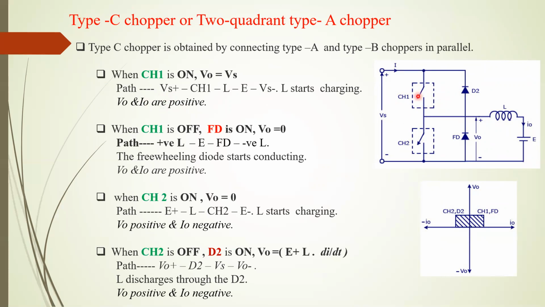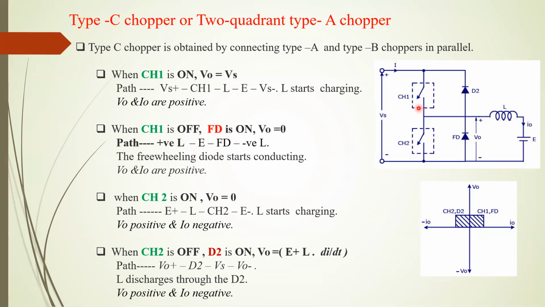The path we can observe here is Vs plus. When the chopper is on, the Vs is applied to the circuit, and the path of the source current is through Vs plus to chopper, to L, that is inductor, to E, to Vs minus. In this process, when the chopper is on, the inductor gets charging. When the current is flowing through the chopper 1, this is the polarity of the inductor, plus and minus here, and it gets charging during this process.